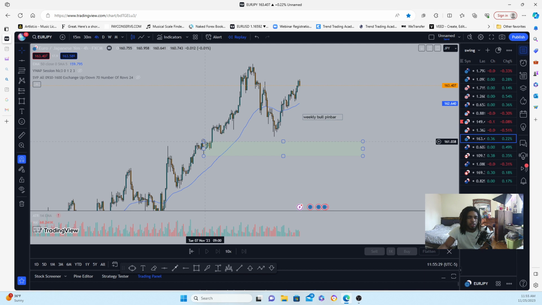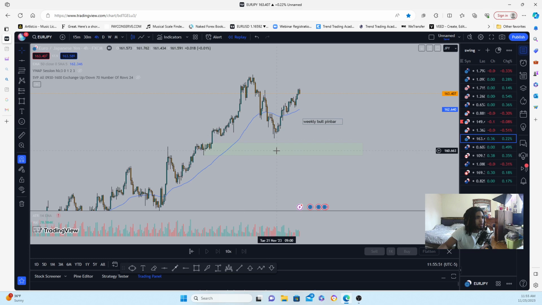Now, it didn't necessarily break any structure because it already broke structure from when it came down here and came up. But price consolidated a little bit and then it moved down before it shot up again. So this is why I'm marking this right here as a bullish order block. And it's unmitigated, it hasn't been tapped into yet. So I still think it's valid. And we're just going to see what happens when price comes here. Simple.